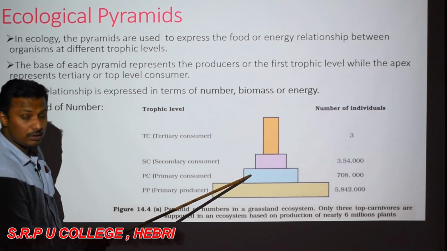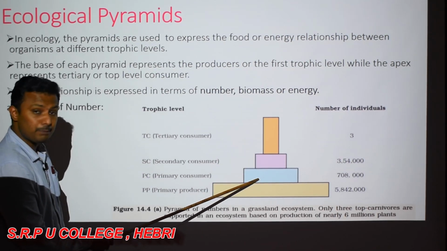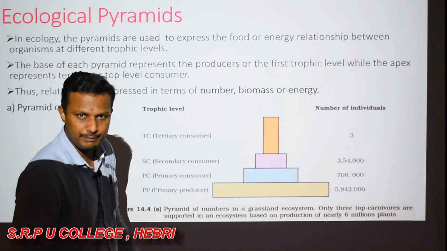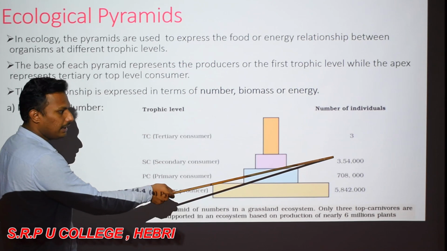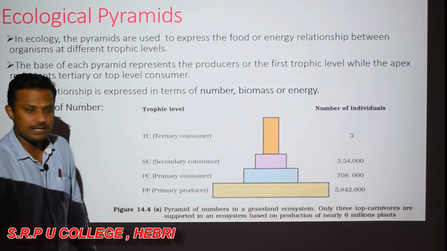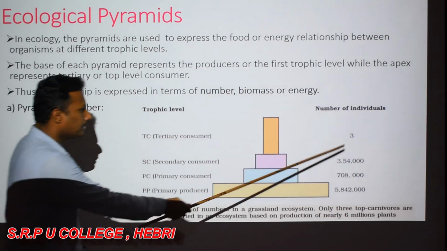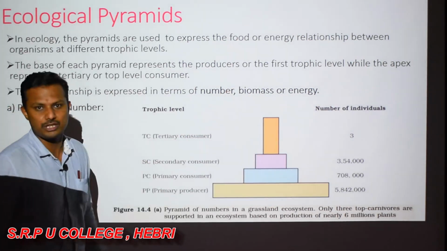Primary consumer also means what? It is a herbivorous group of animals. So this number is decreasing here. Here it is even less, and at the last level it is only 3. That is the topmost level, what do we call it? The tertiary consumer. The number is 3. So you can take the example of any grazing food chain here.